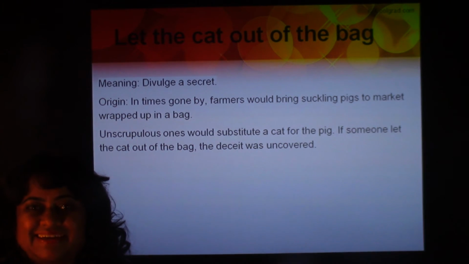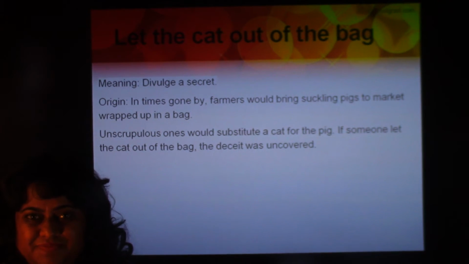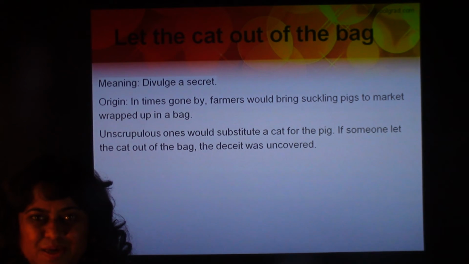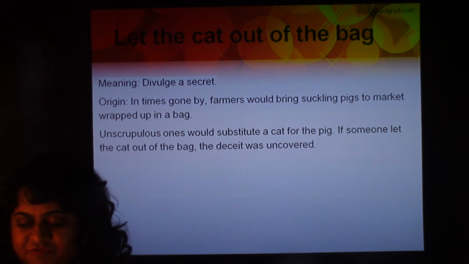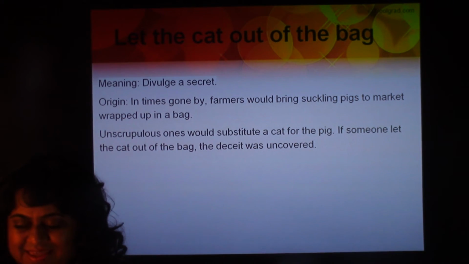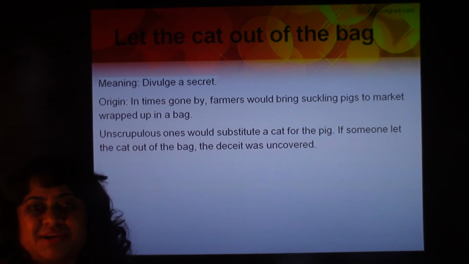Let the cat out of the bag. We've used this phrase a lot of times, but a lot of people don't know the origin of it. It means to give out a secret, to divulge a secret. In the olden days, farmers would bring suckling pigs to the market to sell, wrapped up in a bag. But some unscrupulous ones would substitute a cat for the pig. And if someone let the cat out of the bag, their secret was out. So to let the cat out of the bag means to divulge a secret.